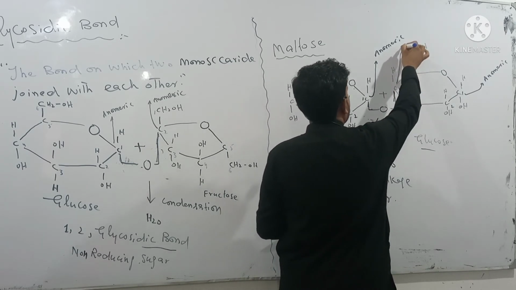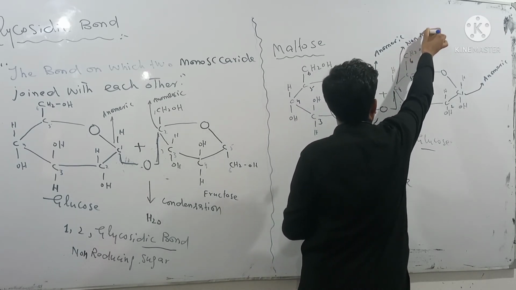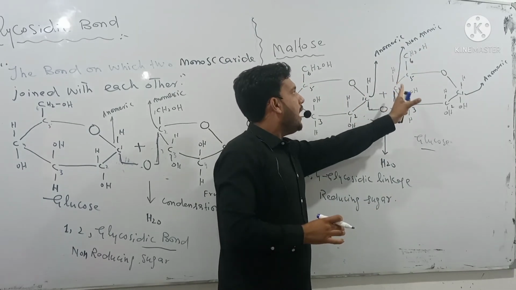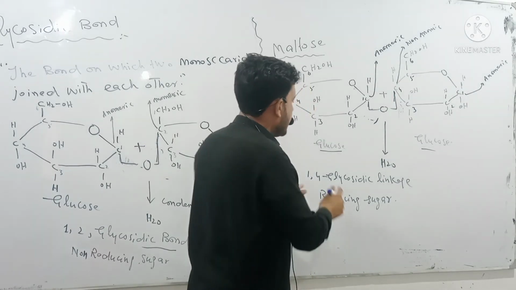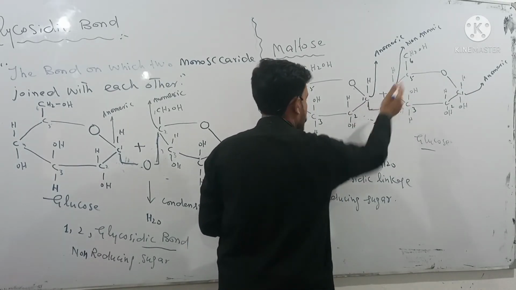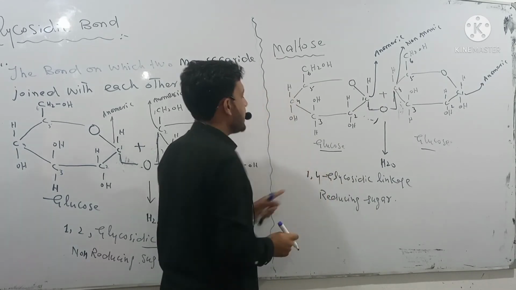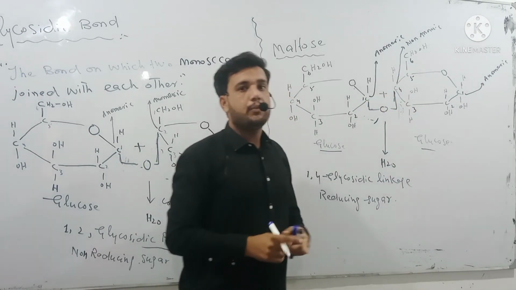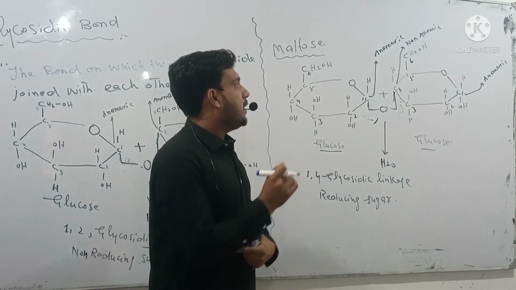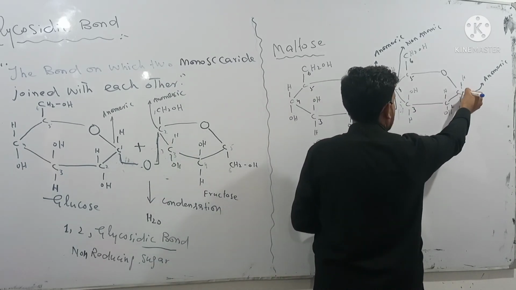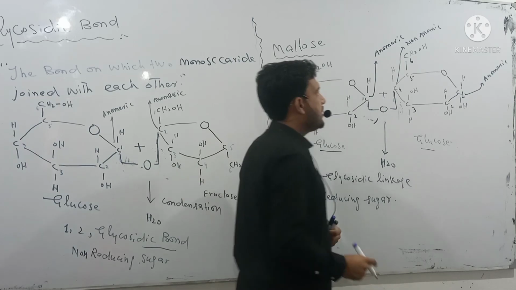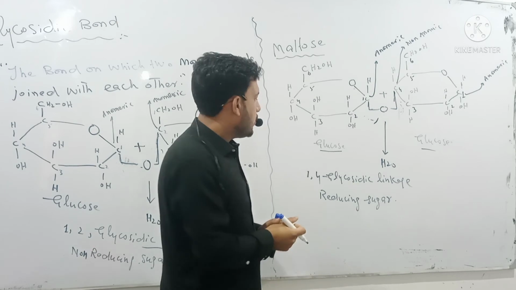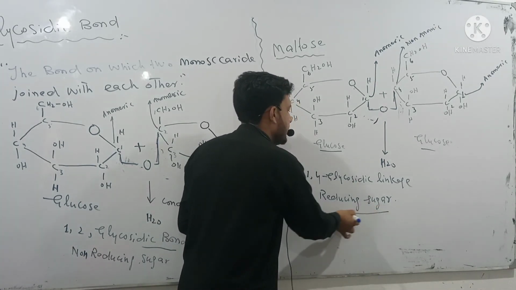The carbon number 4 is non-anomeric. So the bond is formed between the anomeric carbon number 1 and the non-anomeric carbon number 4. This linkage is known as a 1,4 glycosidic linkage because it is formed between carbon number 1 of the first glucose molecule and carbon number 4 of the second glucose molecule. Here, one anomeric carbon is present on the right side, so it has the chance to join another molecule of glucose. That is why this is known as a reducing sugar.